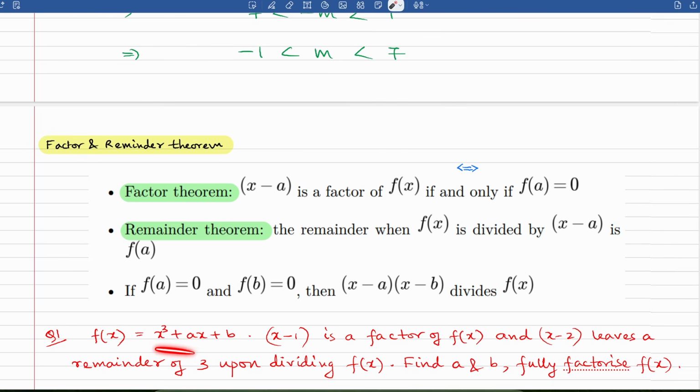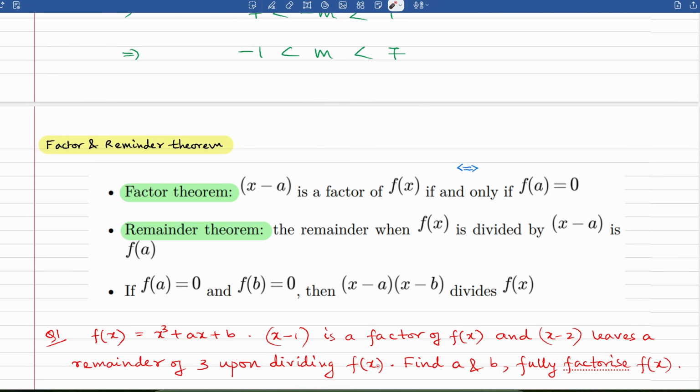Try this question. Fx is equal to x cube plus ax plus b. X minus 1 is a factor of fx and x minus 2 leaves a remainder of 3 upon dividing fx. Find a and b, hence fully factorizing fx. Now all of these questions have been taken from the official study materials on the UAT website. So that's why you will find some subjective questions. When these type of questions appear in your ESAT M2 exam, they will obviously give you options and stylize it to be an objective question.